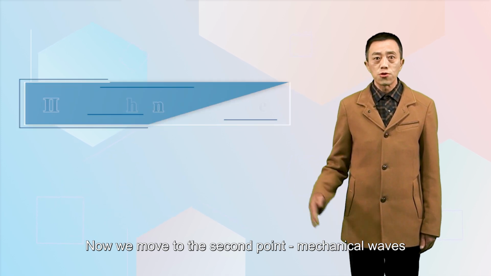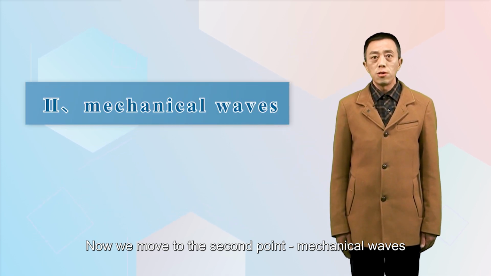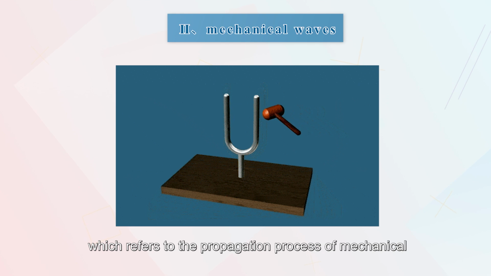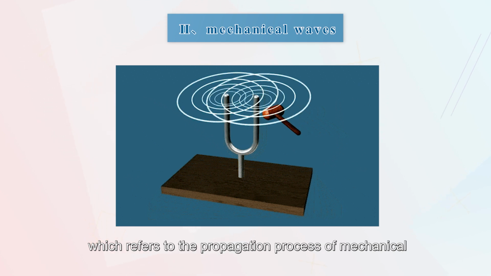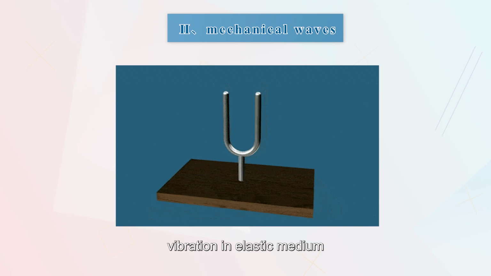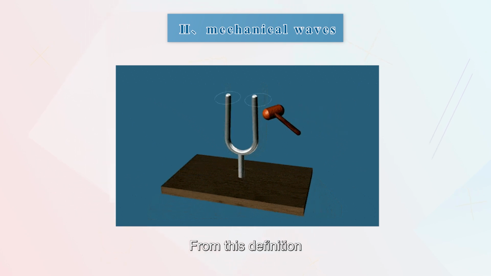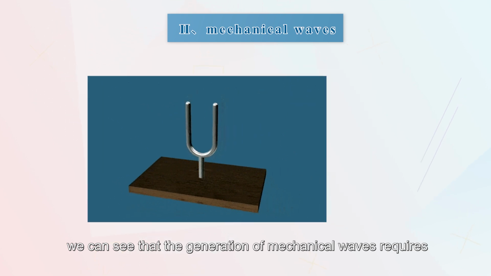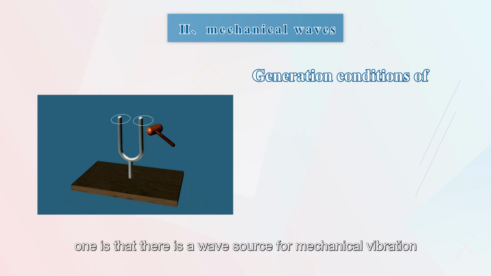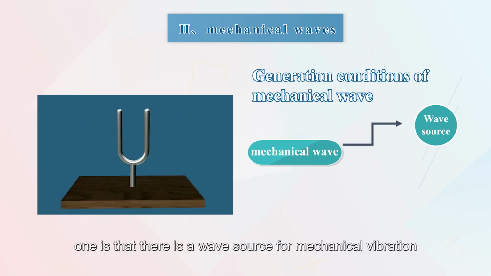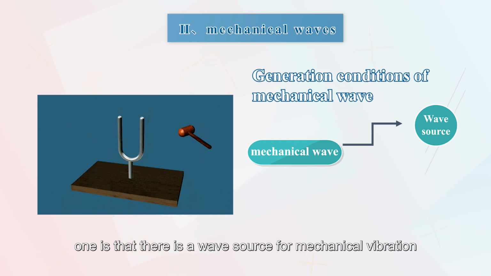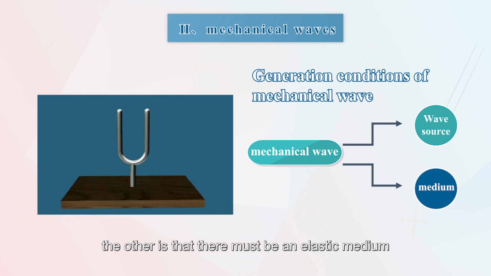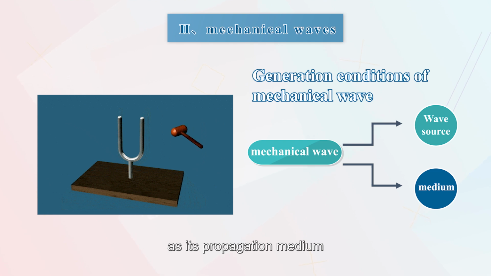Now, we move to the second point, mechanical waves. A mechanical wave refers to the propagation process of mechanical vibration in an elastic medium. From this definition, we can see that the generation of a mechanical wave requires two conditions. One is that there is a wave source for mechanical vibration. The other is that there must be an elastic medium as its propagation medium.